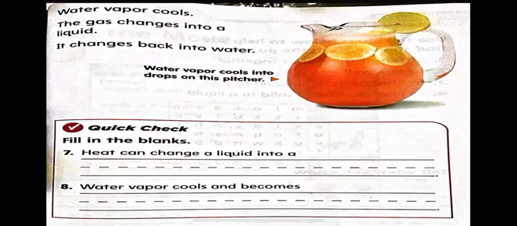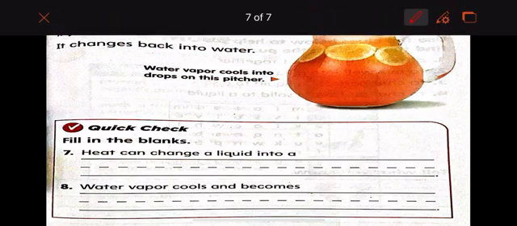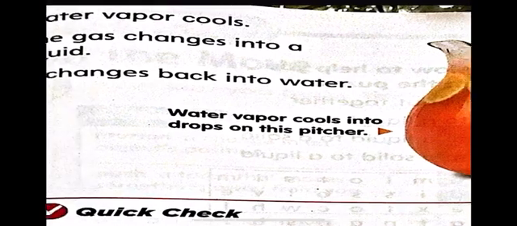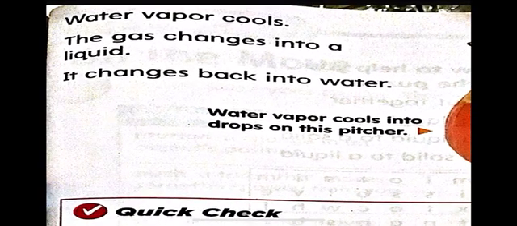Okay, let's move. So when the water vapor goes up into the air, what happens? Water vapor cools. Okay, so water vapor cools. The gas changes back into a liquid. Gas changes back into a liquid. It changes back into water.